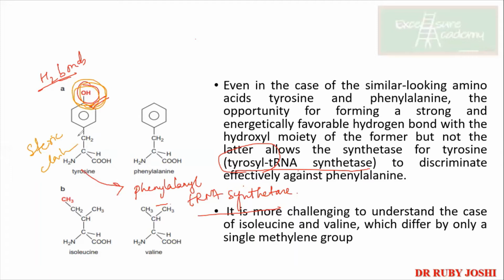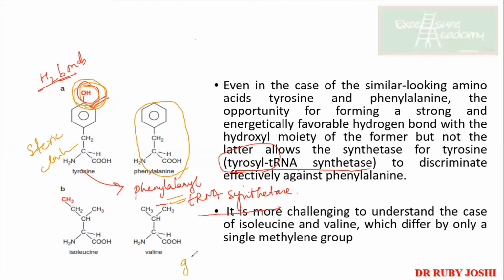Yes? That additional group is present there, because of which the phenylalanine tRNA synthetase does not have space for that additional OH group. Because of the steric hindrance, the amino acid won't be able to sit onto the tRNA synthetase of phenylalanine. Only phenylalanine can come. Okay? So that is the steric clash.